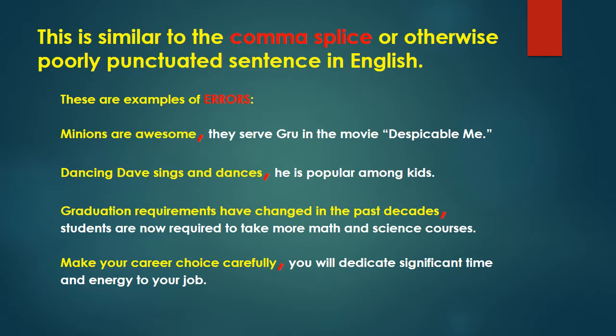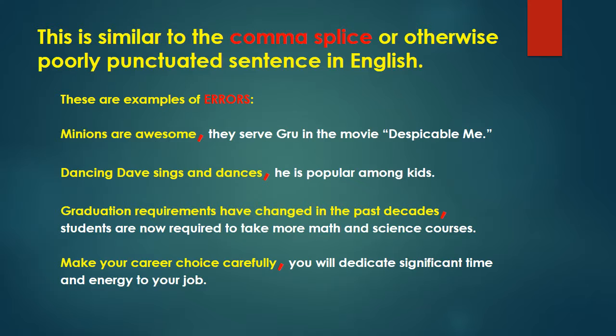Dancing Dave sings and dances, hence the name, he is popular among kids. With a comma between them, that is an error called a comma splice, incorrect as it is. Another example of an incorrect sentence. Graduation requirements have changed in the past decades, students are now required to take more math and science courses. Just a comma here, just like twisting wires together, it doesn't hold together, and you need more to connect it.